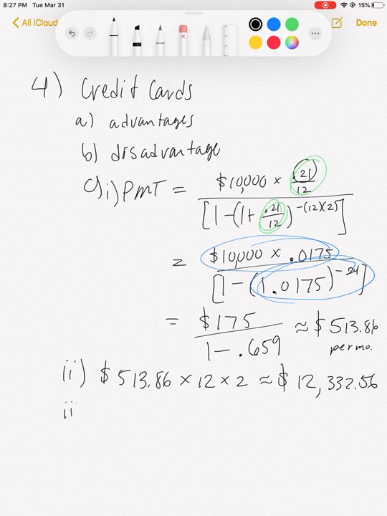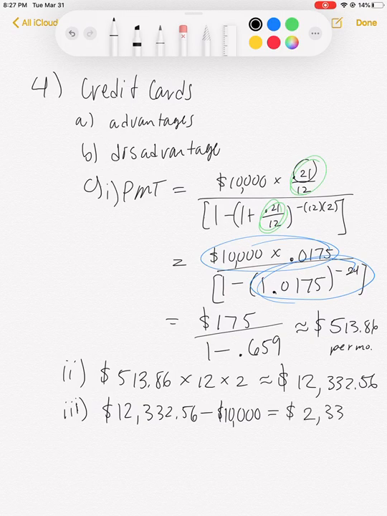Now in part 3, we're going to calculate what percent of that is interest. So first let's calculate the interest by doing 12,332.56 subtract $10,000, because that was how much we owed on our credit card. And when we do that, we get $2,332.56.